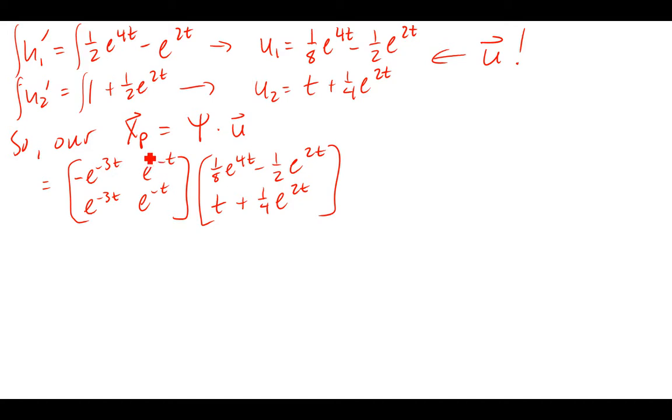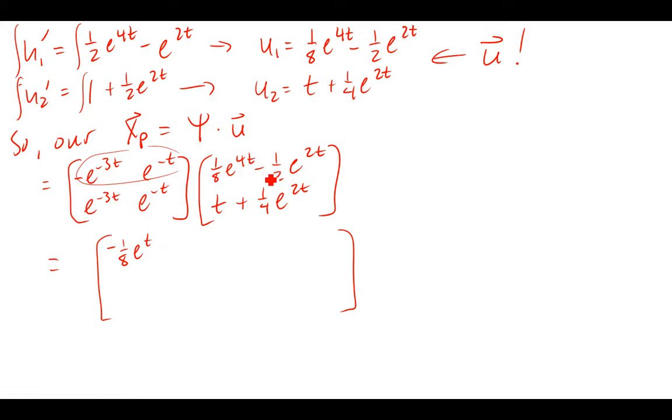So just the usual business, row times column. Now this is just one enormous column, right? This is just a vector. So row times column, I'm going to end up with some stuff and some stuff. So I'm going to multiply and distribute at the same time so that I don't have to write this down 17 times. So I'm doing, of course, e to the negative 3t times those guys, and e to the negative t times those guys down below. So if I do negative e to the negative 3t, I get negative 1/8 e to the t.